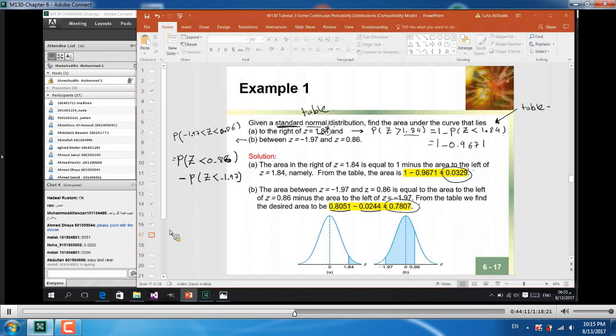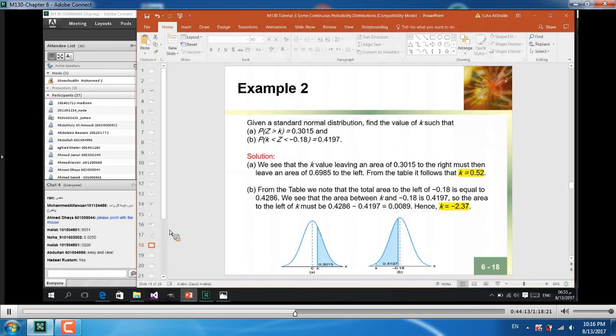Now one more example, given standard again. It is a Z, meaning I can directly get it from the table. The table will give me the probability of Z less than small z. Find the value of K such that the probability of Z greater than K is 0.3015.